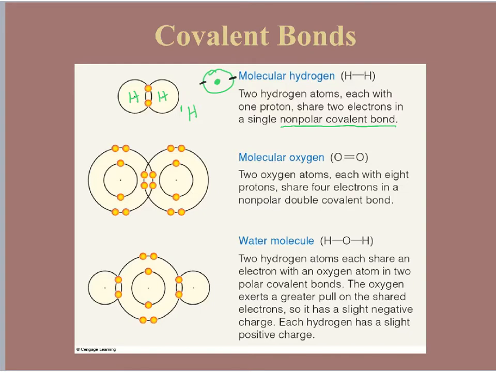And so hydrogen often bonds with another hydrogen atom in a non-polar covalent bond. So let's say this electron belongs to that hydrogen, this electron belongs to this hydrogen. They are both sharing those electrons equally, so that makes it a non-polar covalent bond. And the same is true with molecular oxygen. This is a non-polar covalent bond, but there's a double bond there.